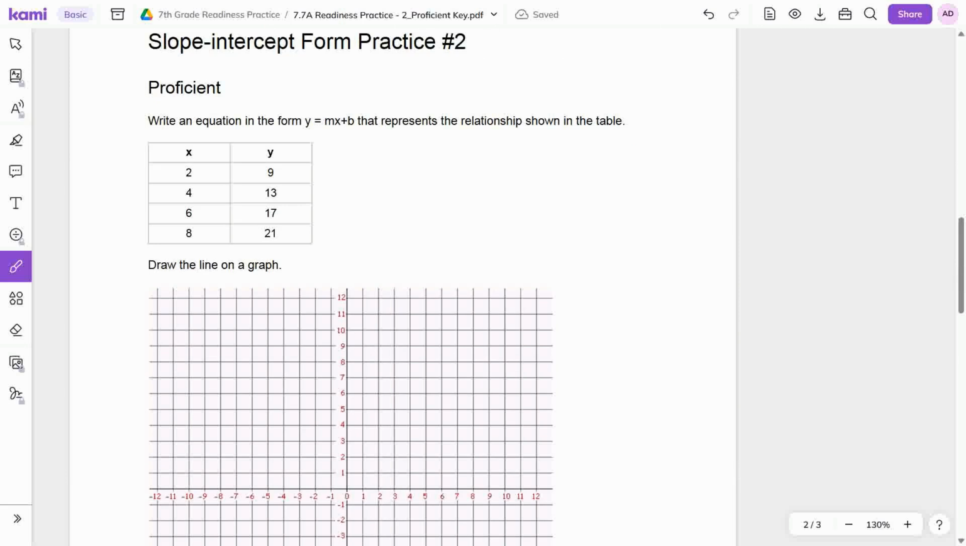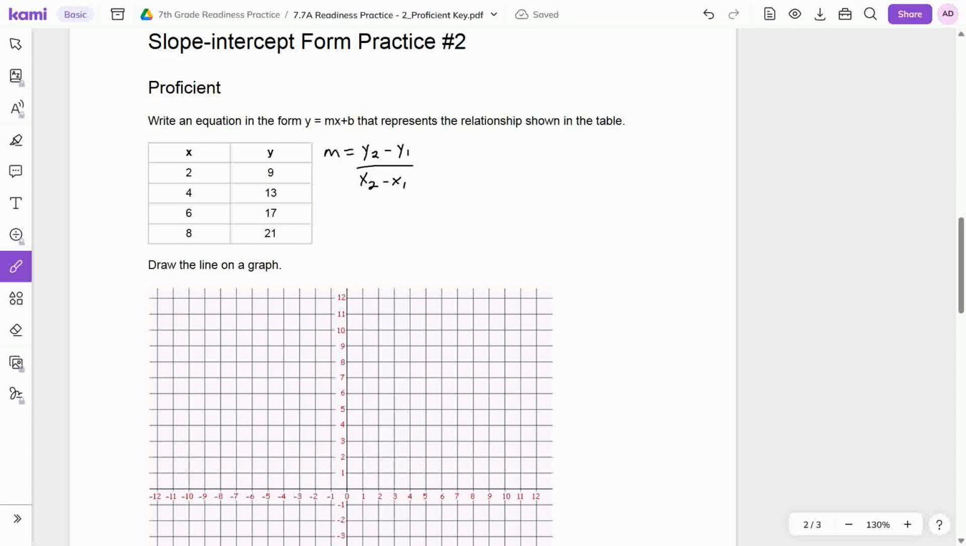For number 2, we need to first write an equation and then draw a line on the graph. Okay, so how could we figure out the slope, the rate of change? Well, one way to think about it is this. Our rate of change can be calculated if we look at the change in y over the change in x.